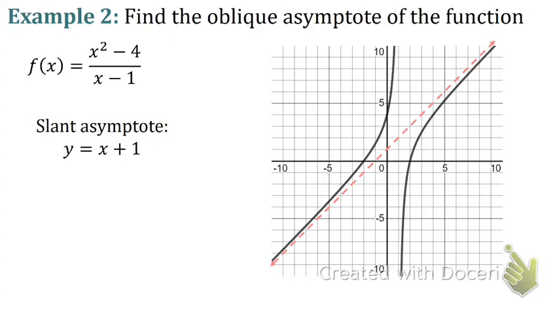So those are the 3 different kinds of asymptotes that you can have with rational functions. With rational functions, you will always have at least one vertical asymptote, maybe more. And then you will either have a horizontal or an oblique, but you cannot have both.